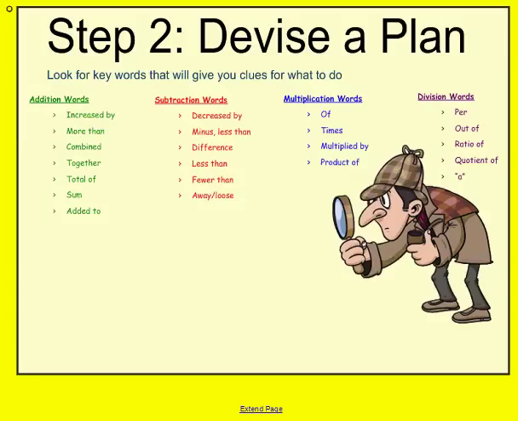Key words in the problem will give you clues on what you're going to do. There are certain words used for if you need to do some addition work, subtraction work, multiplication work, or division work. Now, a lot of problems, especially two-step problems, use a combination of different operations. So you might have to add and multiply, or you might have to subtract and divide, or you might have to subtract and multiply.